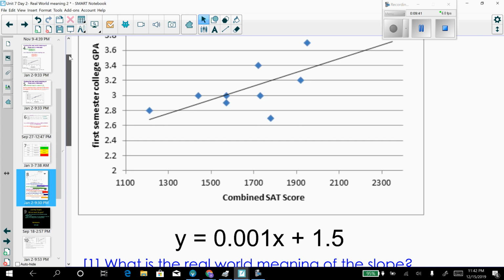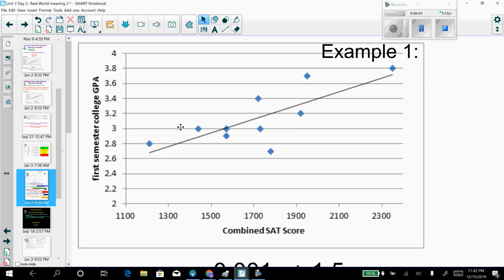interpolation. So again, interpolation would be within our data set here, so anywhere from about 1200 to about 2350. And then also interpolation would be anywhere from about 2.6 to about 3.8. Extrapolation is everything else. So if you had a question about 2.2, well, we don't have any data down here, so that would be outside of our data set. Another one is if you had a question about the combined SAT score of 1,000. Well, 1,000 is definitely not in our data set. That's way over here, so that would also be extrapolation.